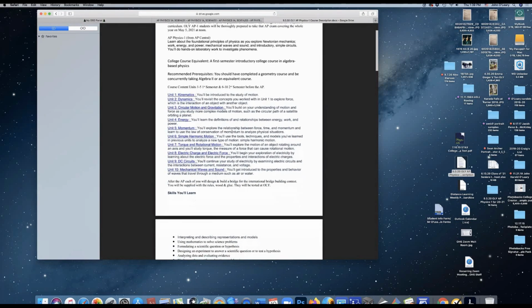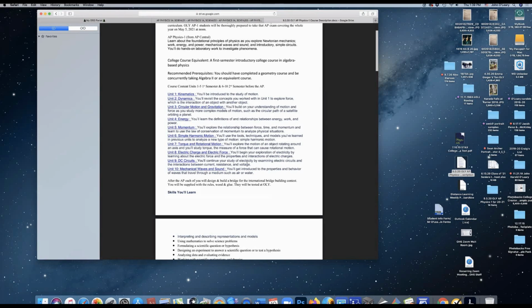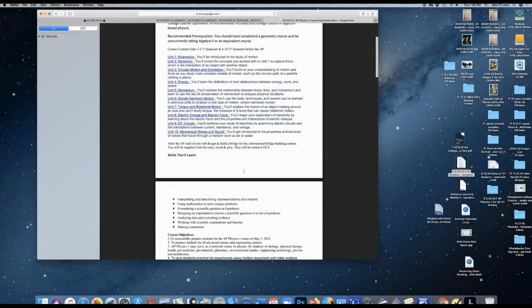There are 10 units in this course. We're going to do the first 5 in the fall, and those are basically about motion. Then in the spring, we're going to apply those things to other kinds of motion, which is up and down and around, and charges, circuits, and waves and sound. So that's how we'll finish up at the end of April, and then our test is in May.